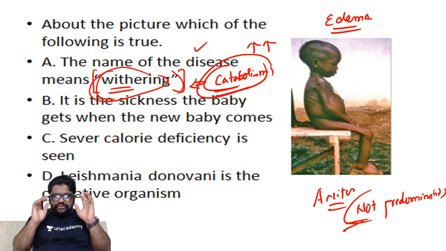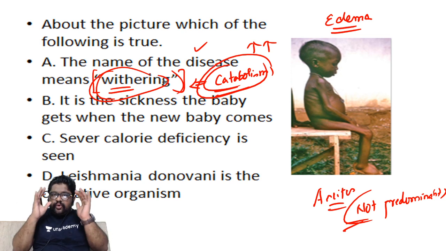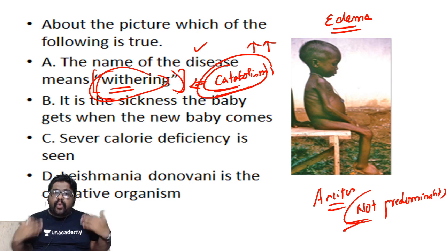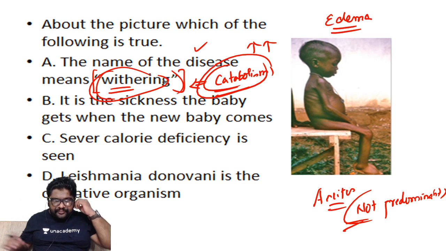From one picture, you should be able to understand everything based on the questions also. Look at the theory here. Withering is the original meaning of the word marasmus. Tell me why catabolism is more in case of marasmus. Why is catabolism more in case of marasmus? Anybody?